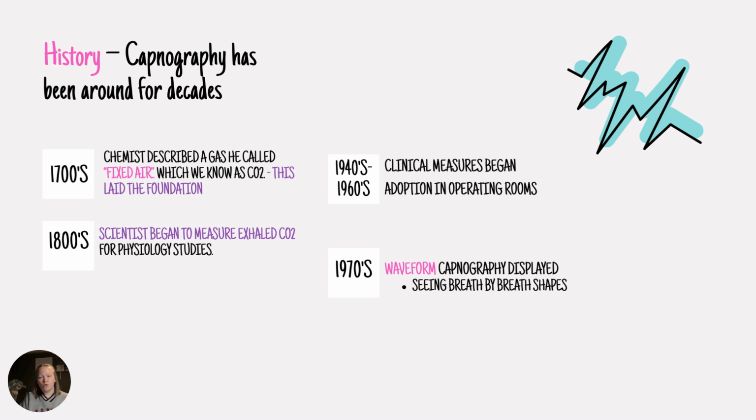Skip forward to the 1940s through 1960s. This is when clinical measures began. So anesthesiologists began routinely using capnography to ensure that patients were ventilating properly under anesthesia. The 1970s is when waveform capnography began being displayed. So machines became more accurate and began displaying the waveform and not just the number. At this point, clinicians could see breath by breath shapes with the number, which helped identify an airway obstruction or ventilatory problems along with the number.